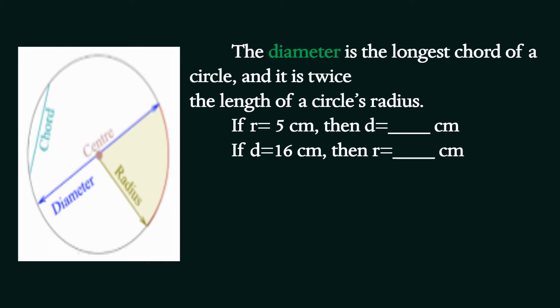So, halimbawa po ang ating radius ay 5 centimeters. Ano kaya ang ating diameter? That is 10 centimeters. If the diameter is 16 centimeters, then the radius is 8 centimeters. Okay? Lagi pong doble.